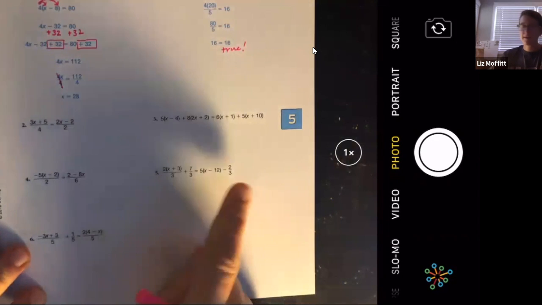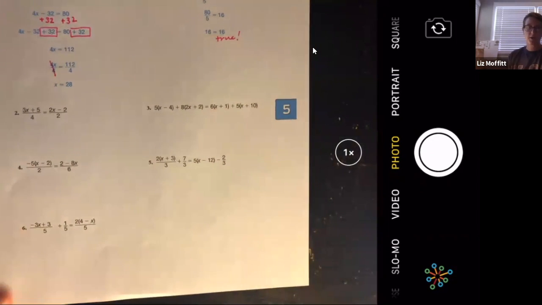But let's do number 5, and we're going to do this work together. One thing that I notice is there are a lot of fractions in this problem. So we're going to start by using a little trick that helps us get rid of those fractions. I notice that all of the fractions have a denominator of 3. Remember, a denominator of 3 is kind of like being divided by 3. And if I want to get rid of or undo divided by 3, I can use multiplying by 3.